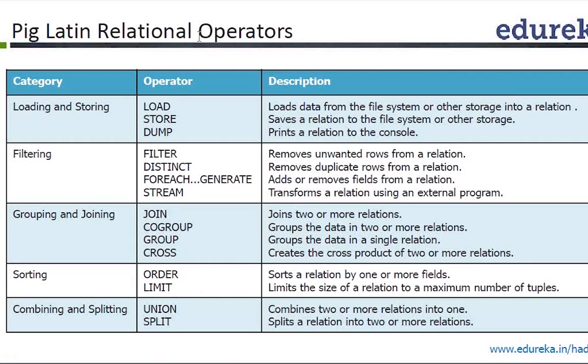Apart from that, you have data processing operators like join, co-group, group, and cross, which you can use on the data set. Then you have sorting, order, and limit. And you have union and split, because you may want to join data sets and output the data set into different files. We will use all these operators in today's hands-on session, and based on that we will get familiar with how to use them and what the differences between them are.